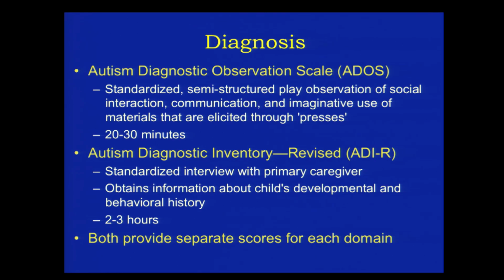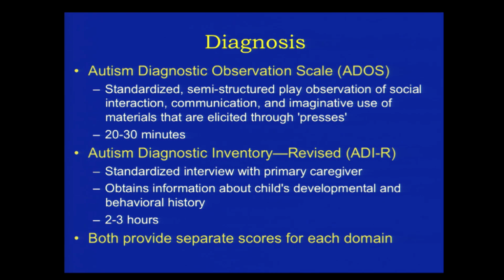For diagnosis, these are the 2 gold standard instruments used for diagnosing autism. The first is usually referred to as ADOS, for Autism Diagnostic Observation Scale. This is a standardized but semi-structured play interaction with a child. There are presses that are designed to evoke certain kinds of responses, social and that sort of thing. I'll play a short clip of one of these. It's a short 20 or 30 minute kind of exam.